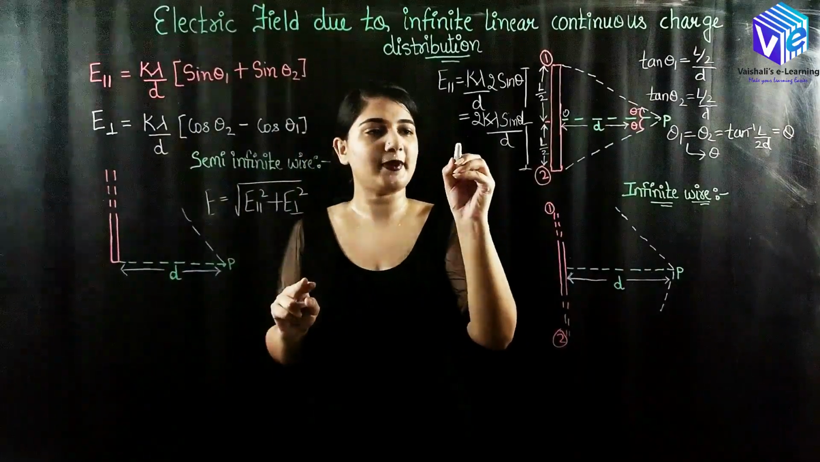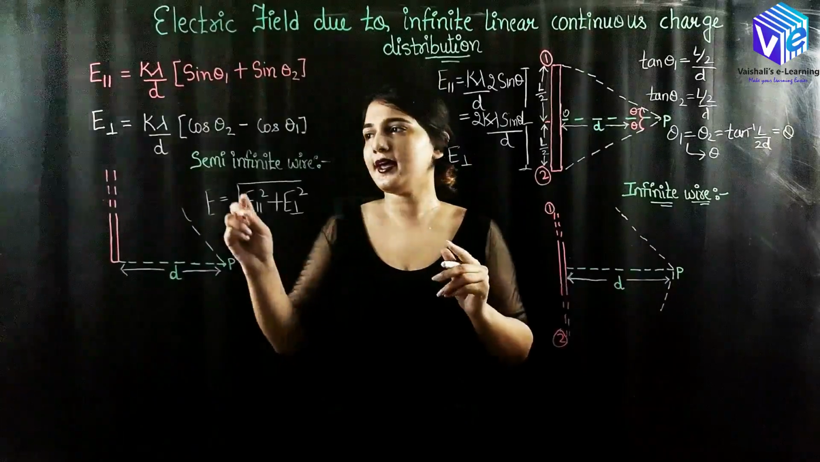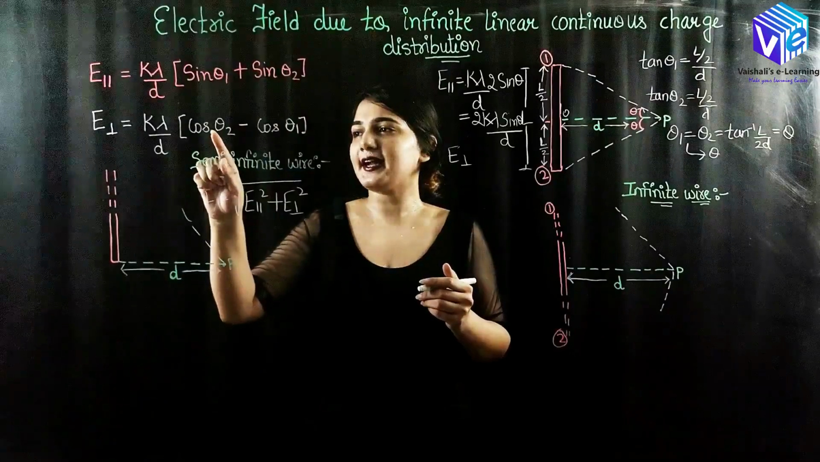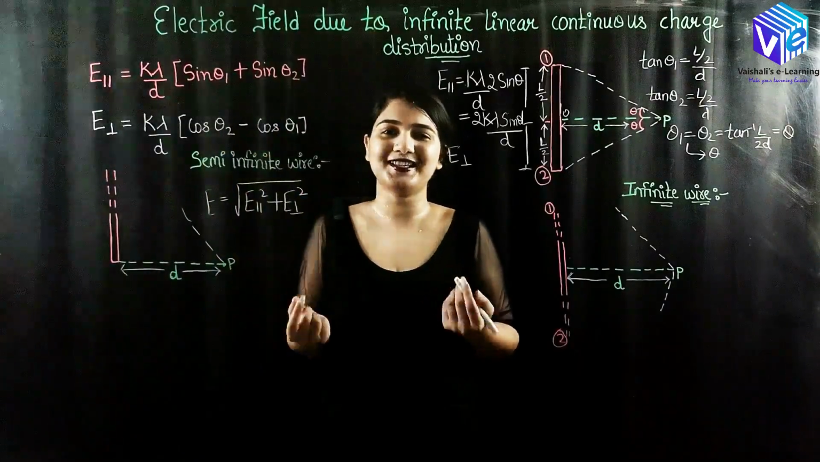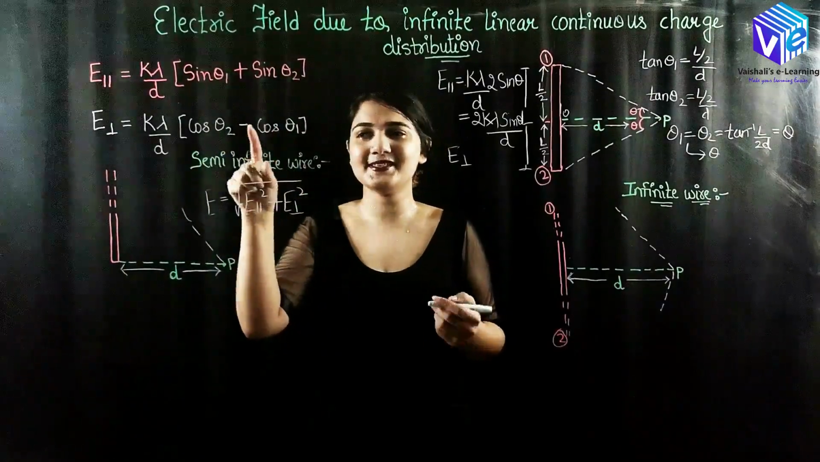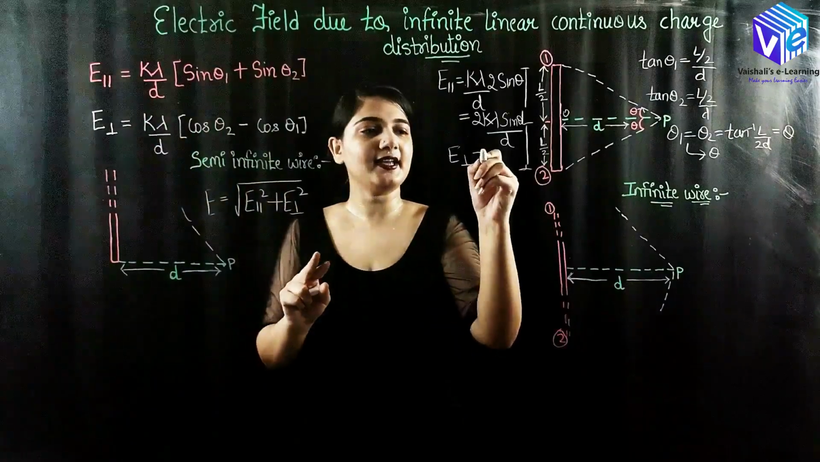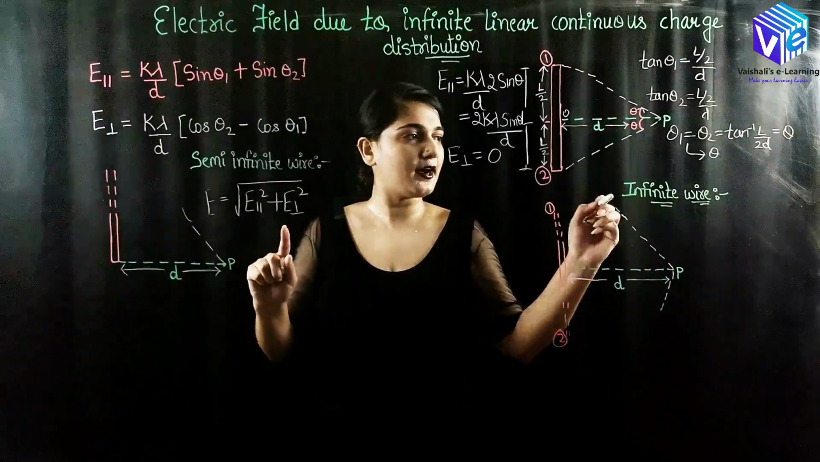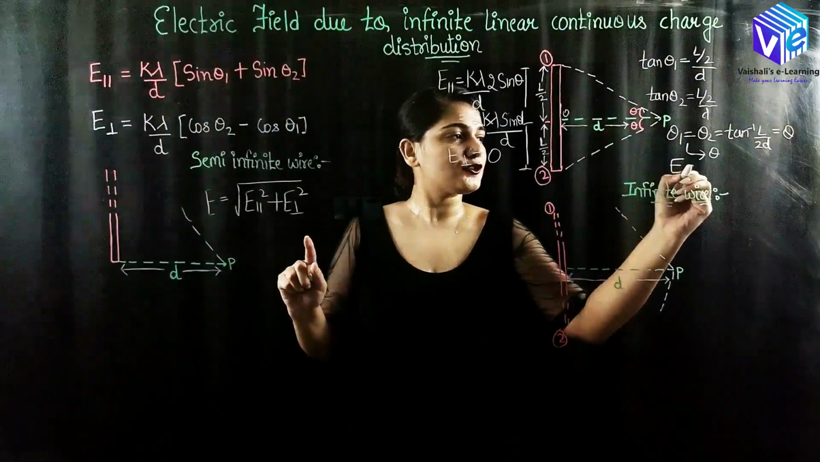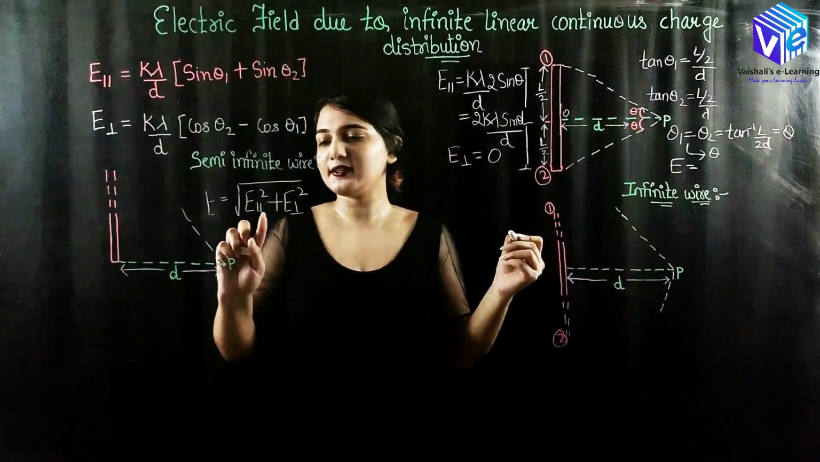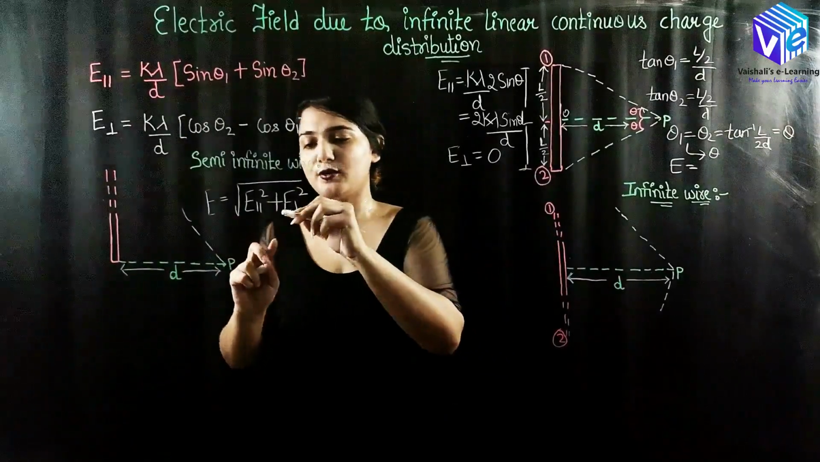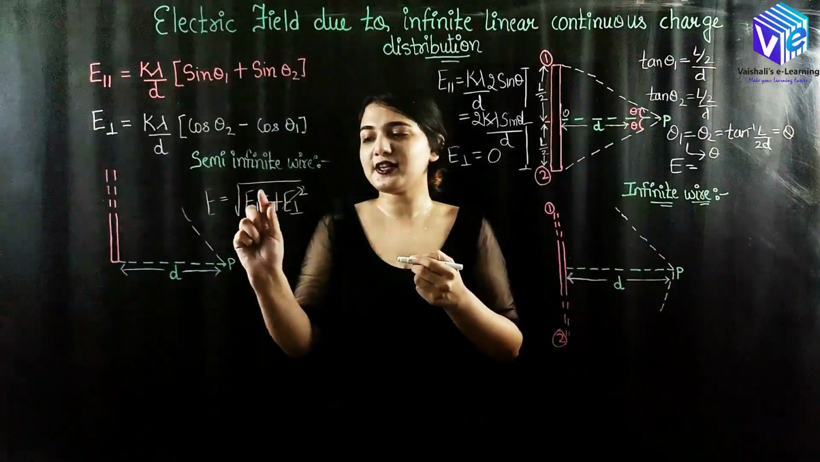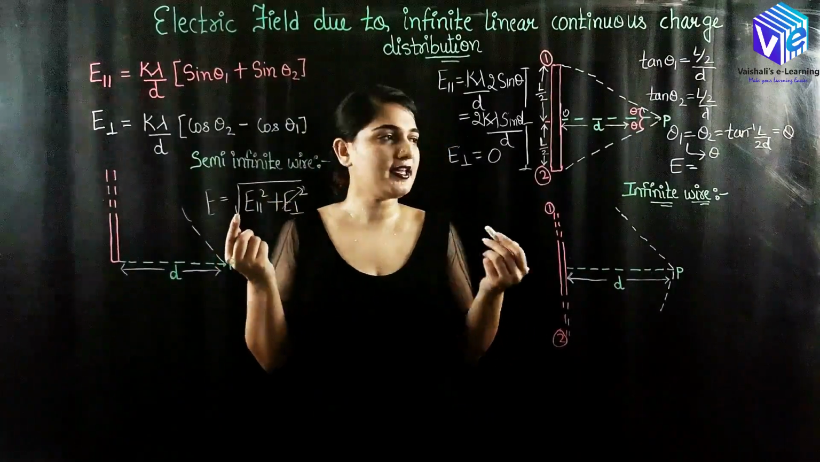Now coming to E perpendicular. Here you can see theta 1 is equal to theta 2, so I am subtracting cos theta minus cos theta. This will give me 0, and 0 multiplied with anything is 0. So E perpendicular is 0. Now to find the final electric field, it will be the square root of E parallel square plus E perpendicular square. E perpendicular is already 0 in this case, so the square root of E parallel square will be equal to E parallel.